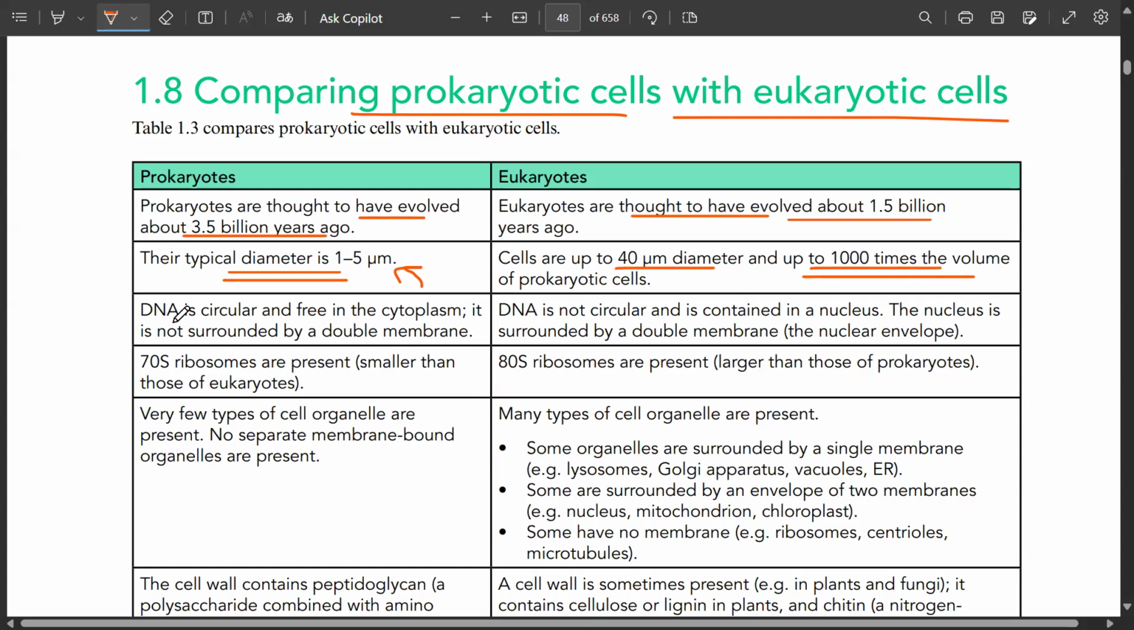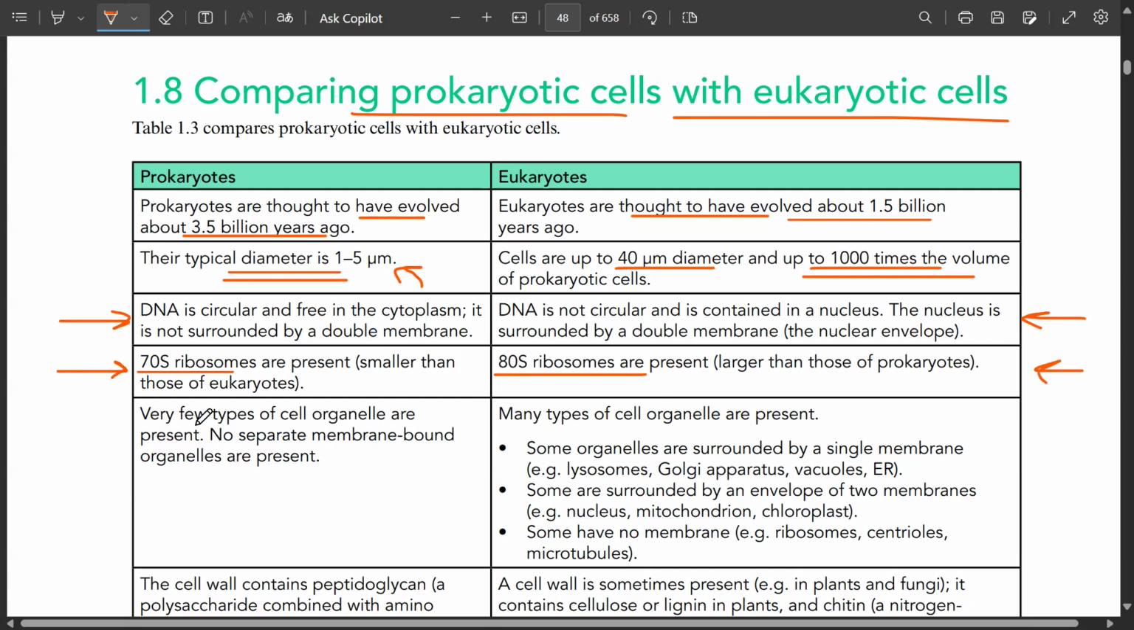If we talk about the DNA, what was the difference in DNA of prokaryotes and eukaryotes? Prokaryotes is like RNA and eukaryotes is DNA. No. Prokaryotes DNA is circular and free. Eukaryotes DNA is inside a nucleus. Got it? Okay. Next is 70S ribosomes in prokaryotes, but 80S ribosomes in eukaryotes.